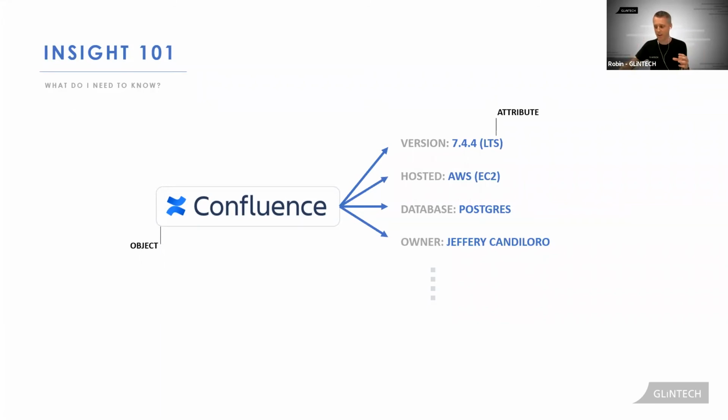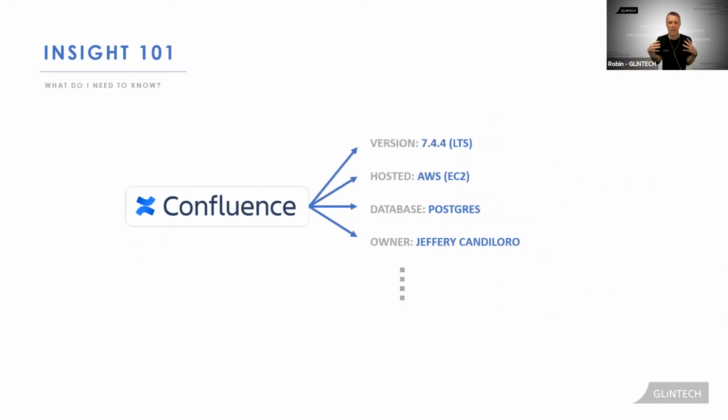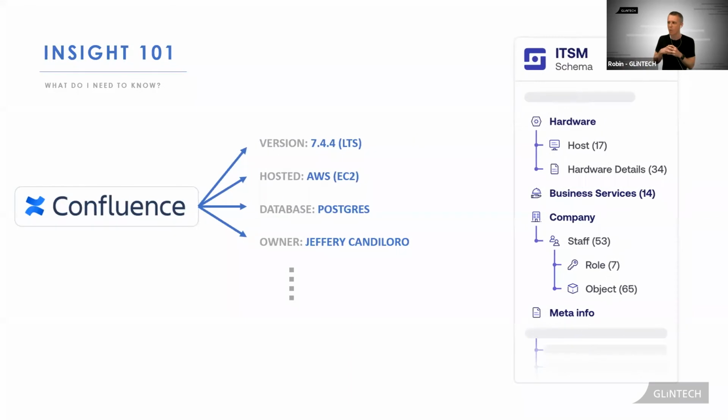Now the benefit is once I capture all this information, I can group all these objects together in what we call an Insight schema. That's just a simple way to organize all the parts of our IT business, all our applications, our servers, our people, whatever we need. And this is the kind of best bit.